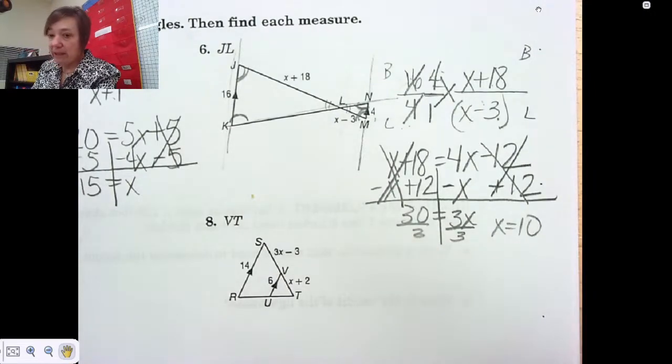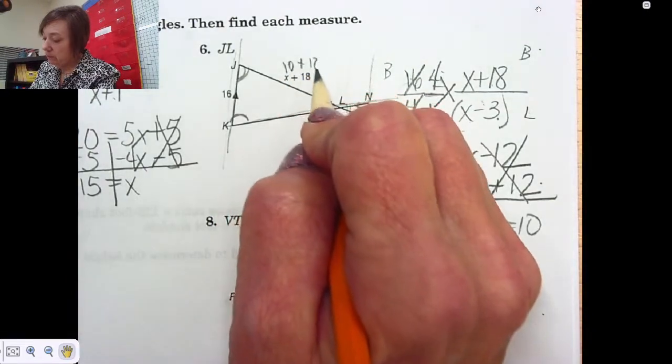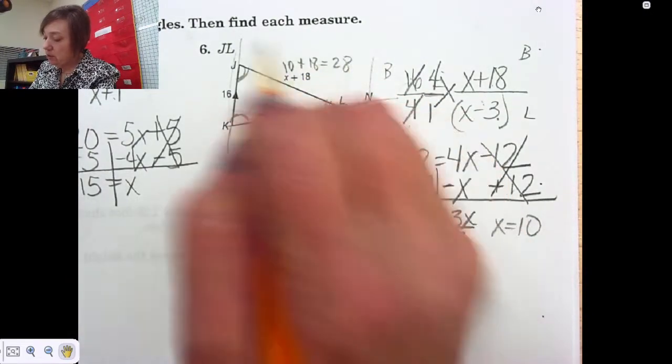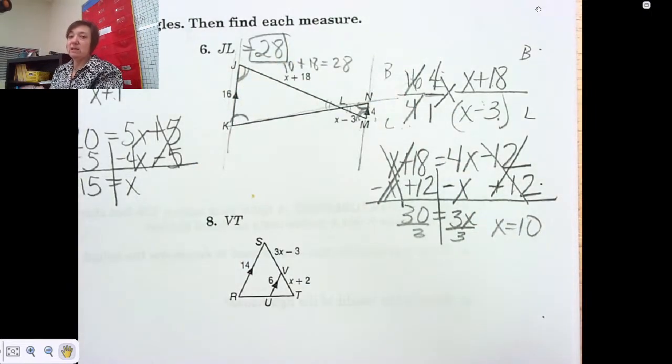10. Is that my answer? No. What's my answer? 28. So my answer is 28. No units, because they didn't give us any units in this problem. Okay, so far so good? Alright, let's look at number 7.